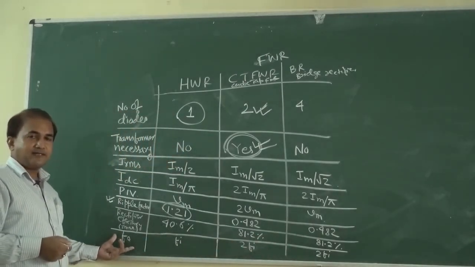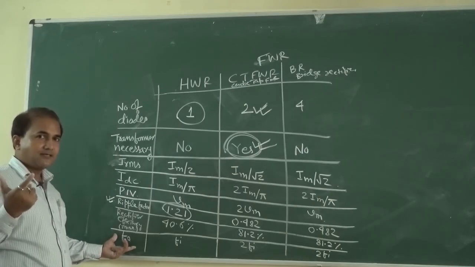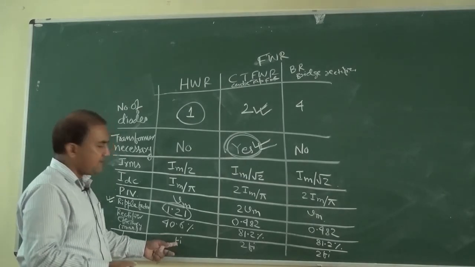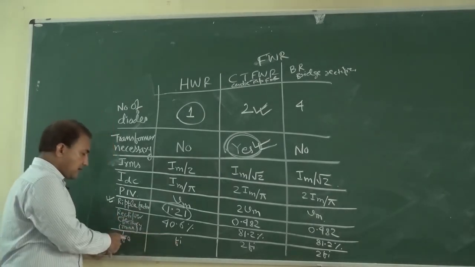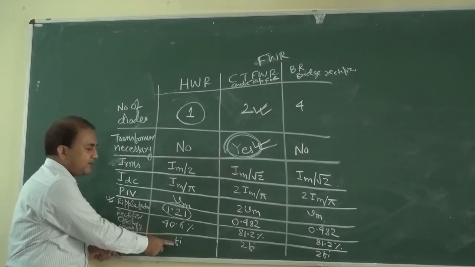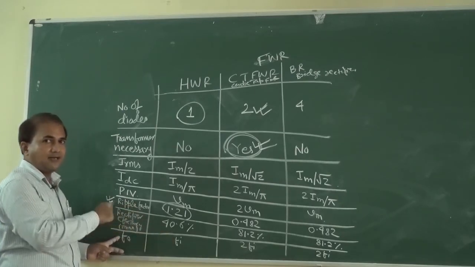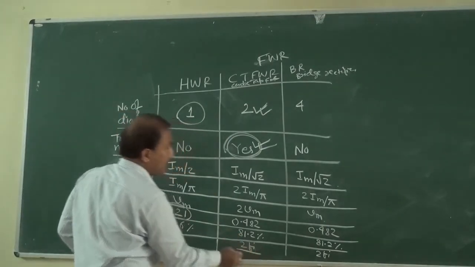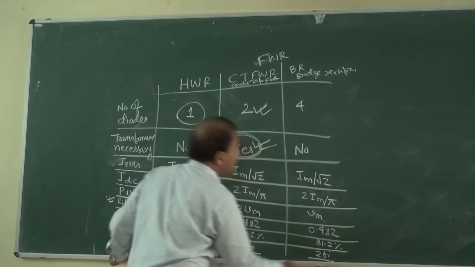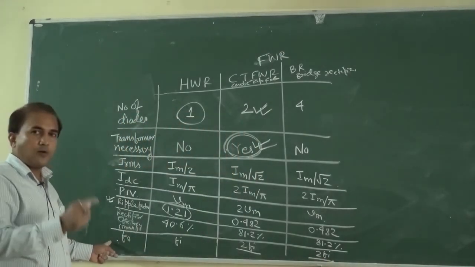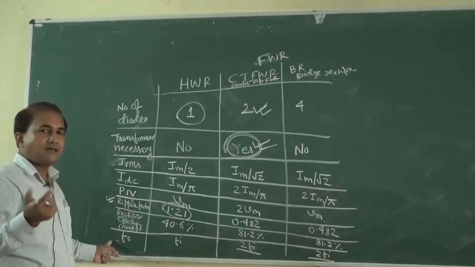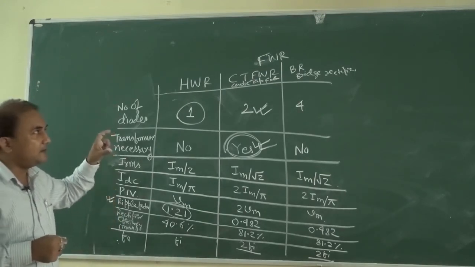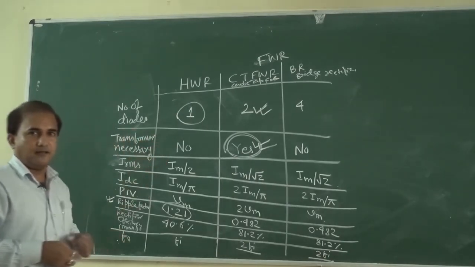Now the output frequency across the load. For half wave rectifier, the output frequency and the input frequency of the signal are the same, but in case of center tapped full wave rectifier and bridge rectifier circuit, the output frequency is 2 times the input frequency. So this is the summary of rectifier circuits. Okay, thank you.